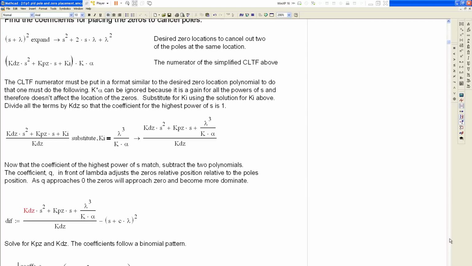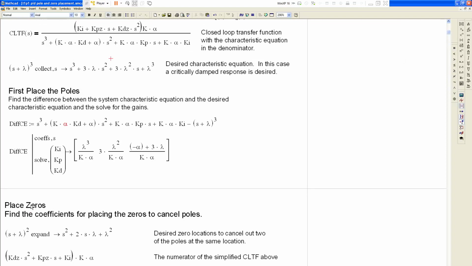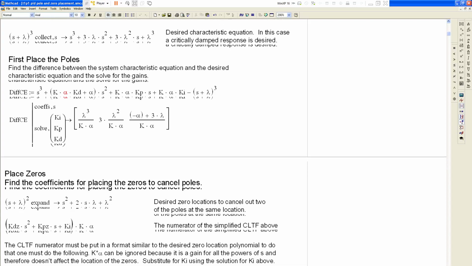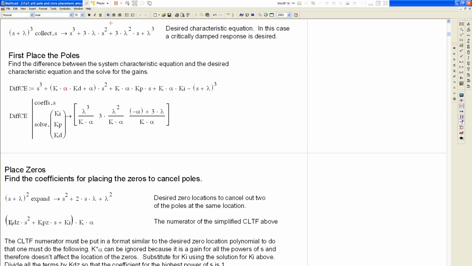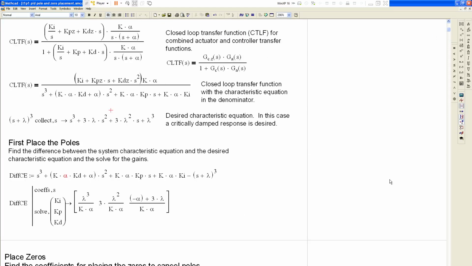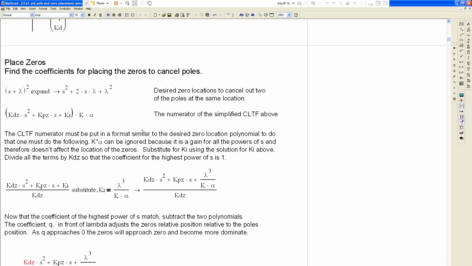But those are the gains that are used in the feedback path. Now, in the forward path, I want to place zeros, and I'll show you why I want to place zeros in a little bit here. So this is my equation for the numerator of the closed loop transfer function above. And let's just move up above here. That's this. And what I want to do is place the zeros.